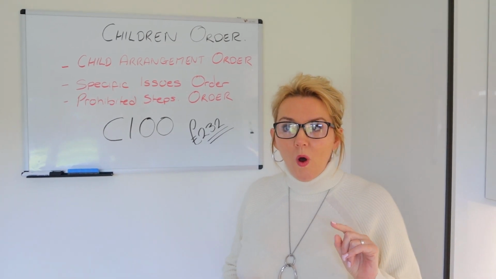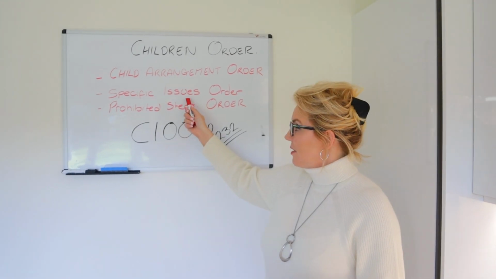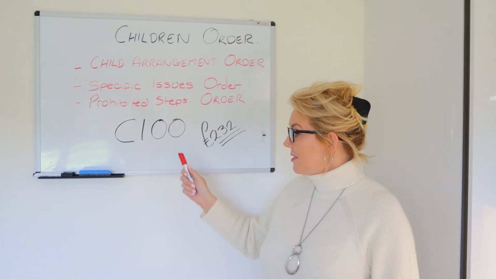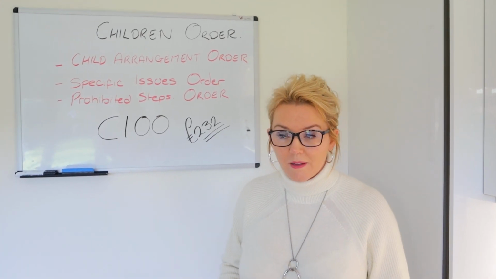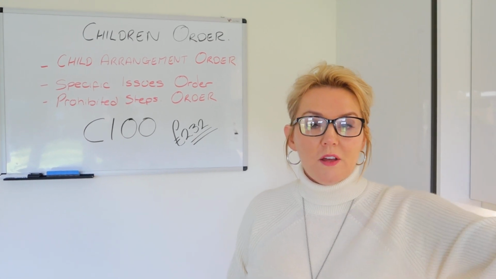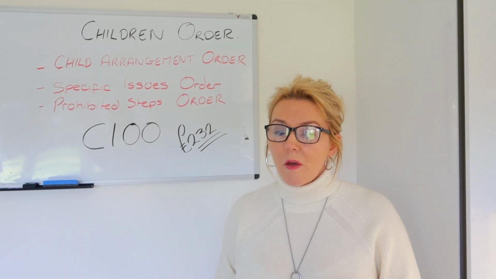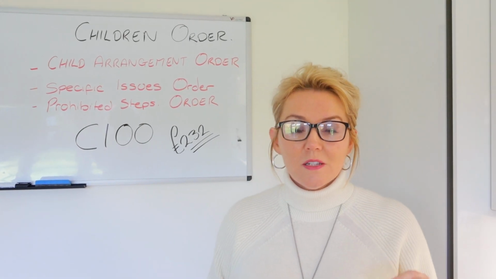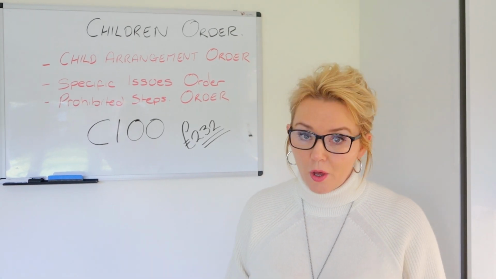If you want to make an application to have the children returned to you, then you're asking the court for a specific issues order. It's still on the C100 form. It's still going to cost you £232. A specific issues order is where the court will make an order that she bring them back. Now, on the TikTok video, I said that there's a chance that his prospects of success, i.e. getting an order that the children are returned, could be low.